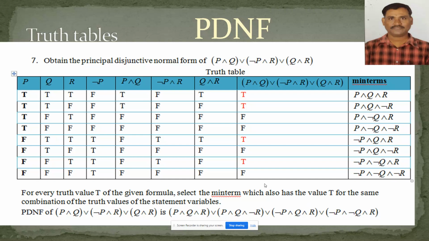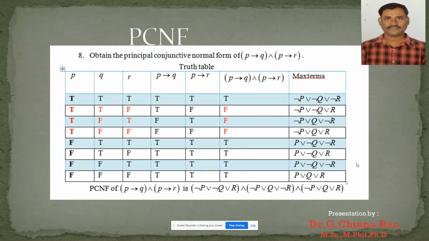So PDNF is the disjunction of min terms. To find PDNF, you have to construct the truth table and identify where we get true combinations. There you write the disjunction of min terms. That is the PDNF. And also you can find PCNF by the same process. Conjunction of max terms is the PCNF.